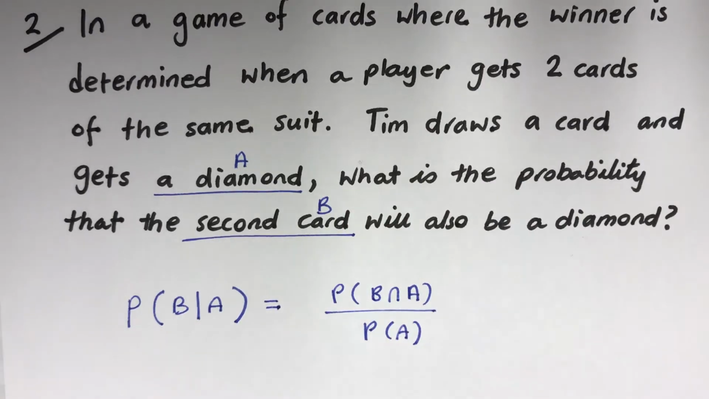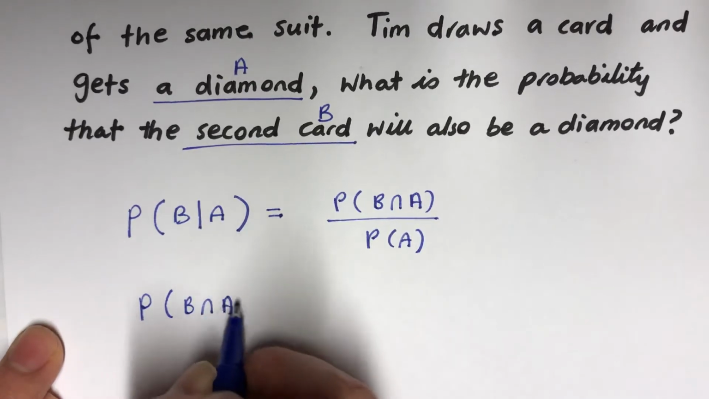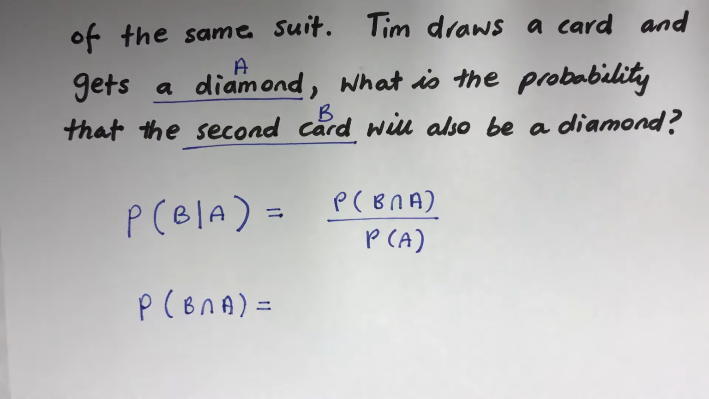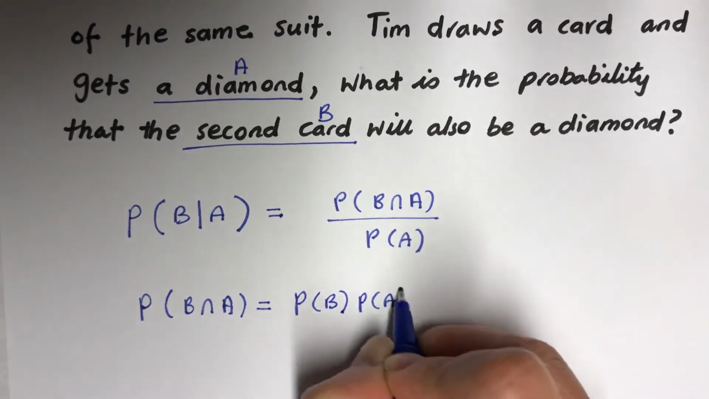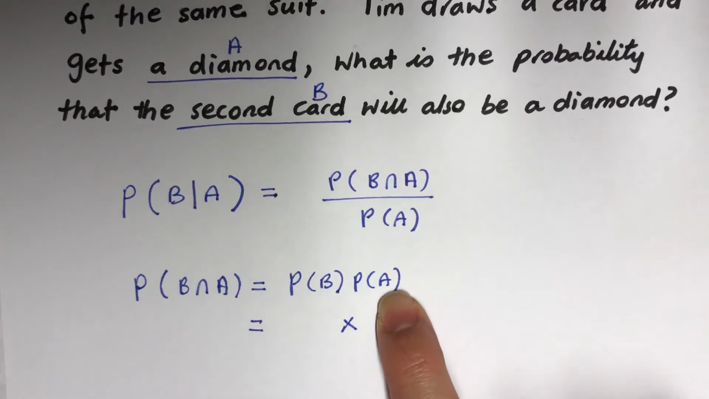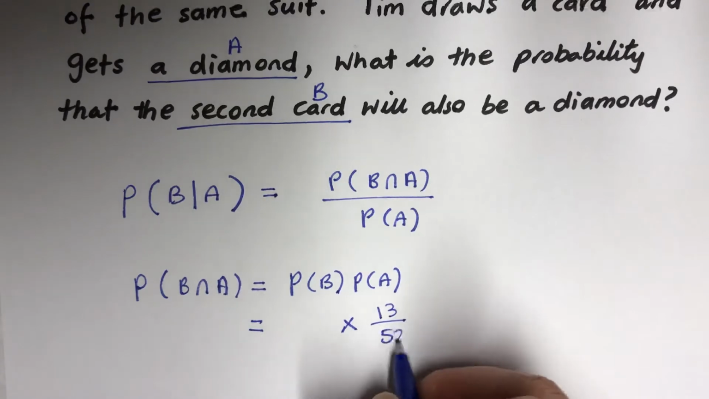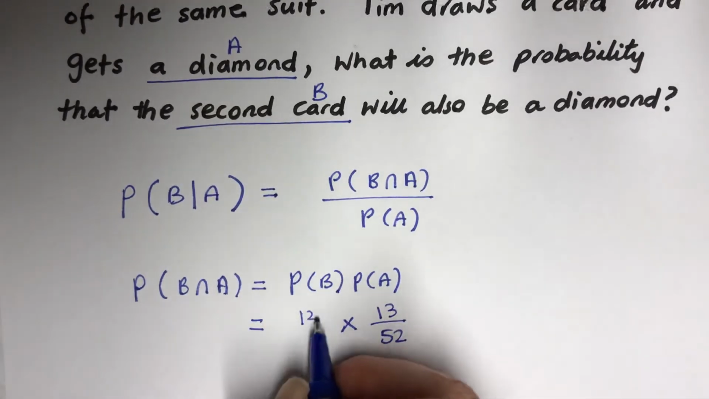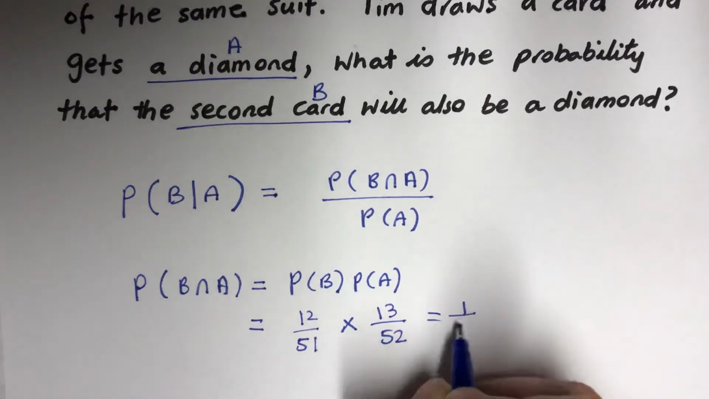So I need to find, so how am I going to do this? There's a couple of ways we can find this. This is in a product rule, which is B, A. So what was the probability of getting a diamond? There were 13 of them out of 52 for this one. And the second time getting it, it would obviously be 12 out of 51. That's not too bad. 1 over 17.